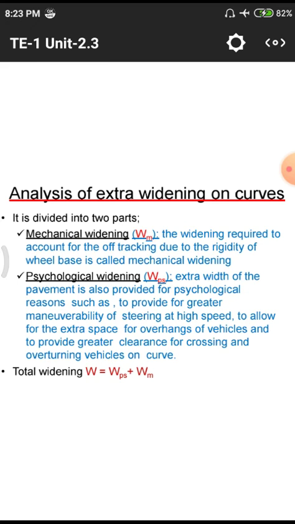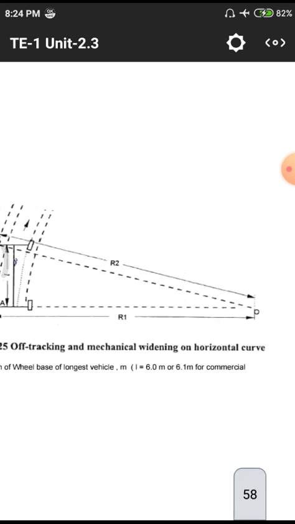Crossings means these radii, horizontal curves and vertical curves. We have some sort of radial crossings. To cross those particular roads we have extra widenings and physiological widenings. The total widening is related to two things: mechanical widening with respect to movement of the wheel, and physiological widening with respect to physiological conditions. Both Wps, physiological widening, and mechanical Wm.